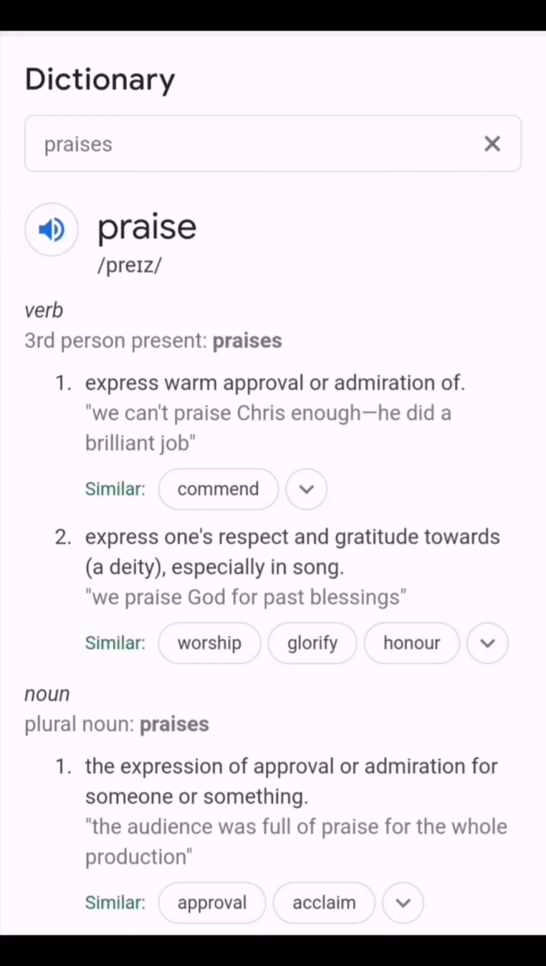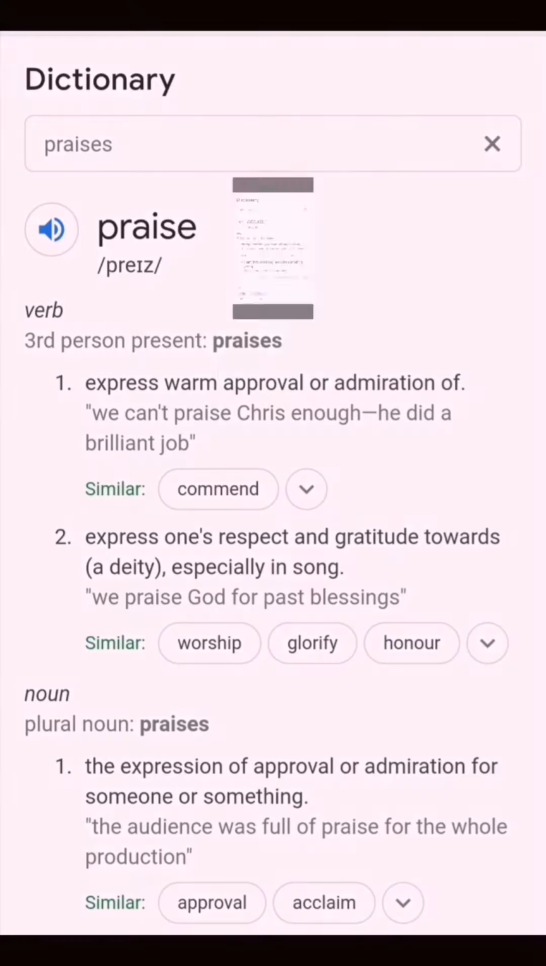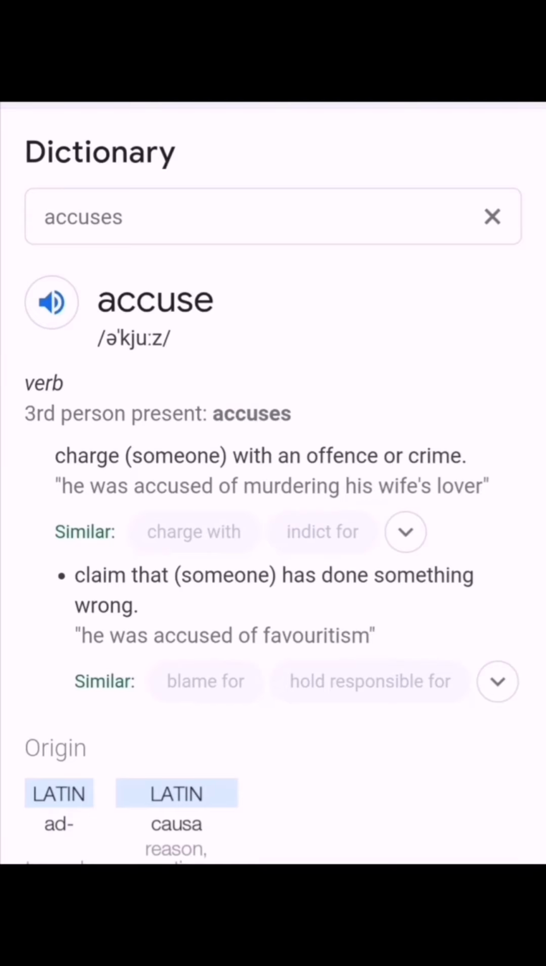What does praise mean? Praise means to express warm approval or admiration of. And praise also means to express one's respect and gratitude towards someone, or a deity, meaning towards God, especially in song. So praise also means commend or worship, glorify or honor. Normally, I always practice praise in the classroom with all my students. For example, I say, very good, you did a good job today since you have finished your task today. So that is the meaning of the word praise.